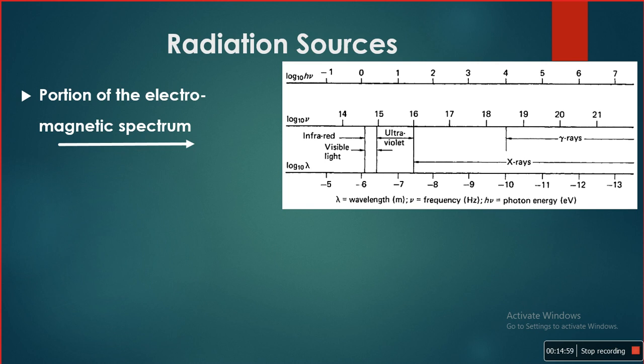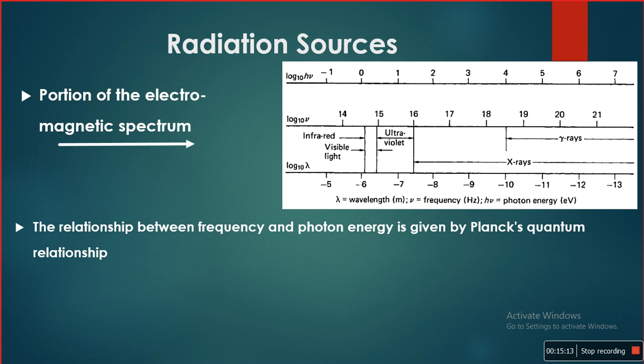So electromagnetic waves can be regarded as a series of quanta or photons, and the energy of photons varies with the frequency of radiation. The relationship between the frequency and photon energy is given by Planck's quantum relationship. So these three parameters, that is wavelength, frequency and photon energy, have a particular relation amongst them.